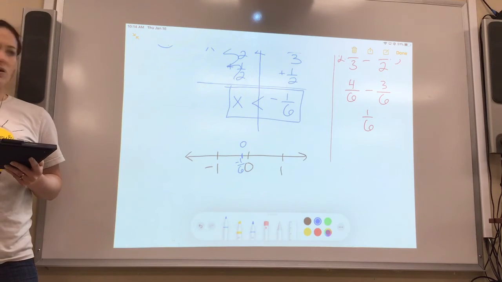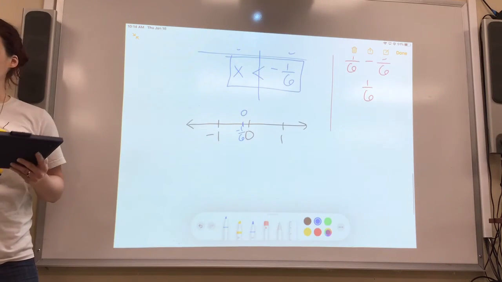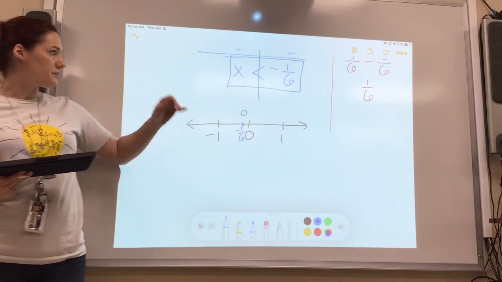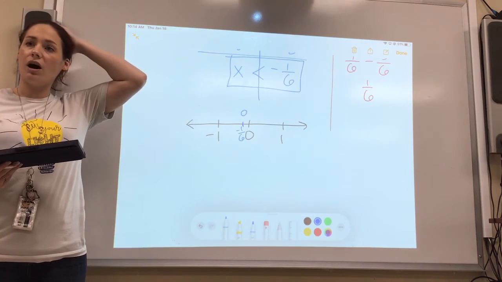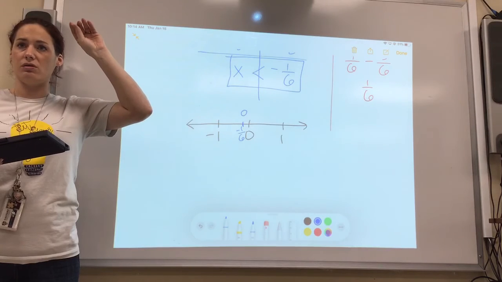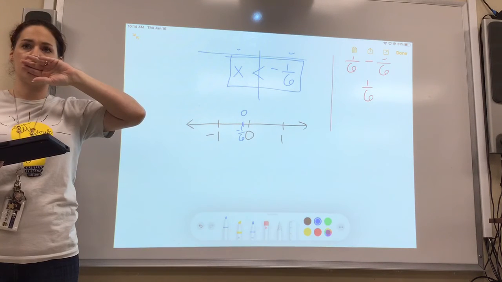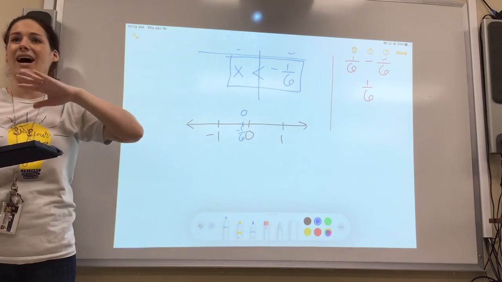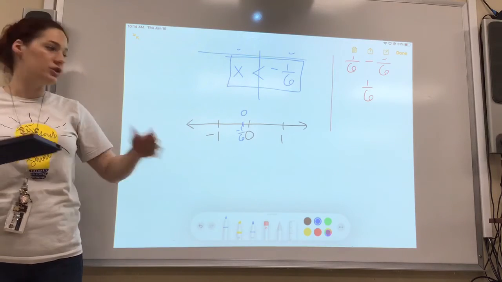You remember that from last year? Yes. So tell me again why it's an open circle. Because it is not or equal. It doesn't have an or equal to. Good. There's no equal to.